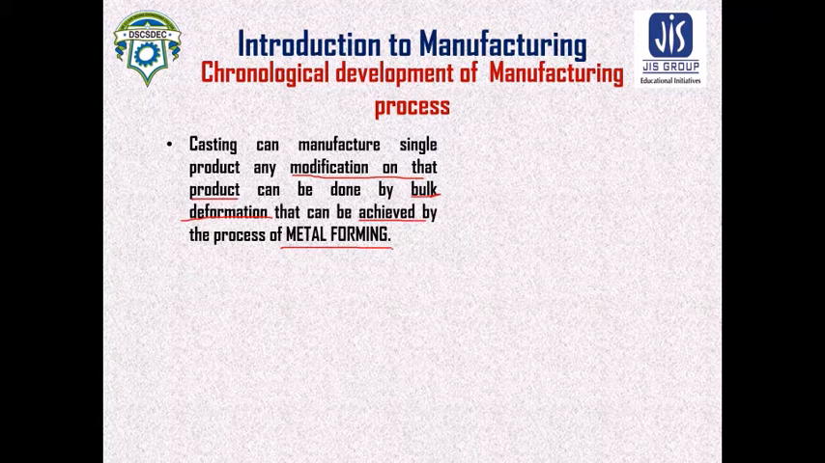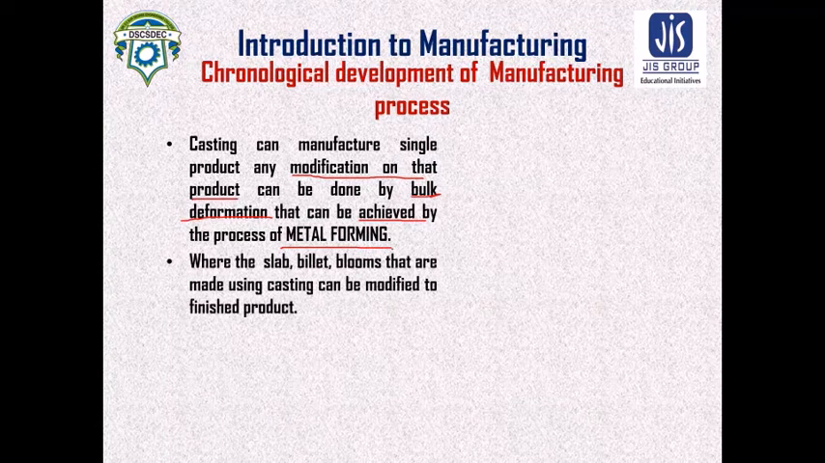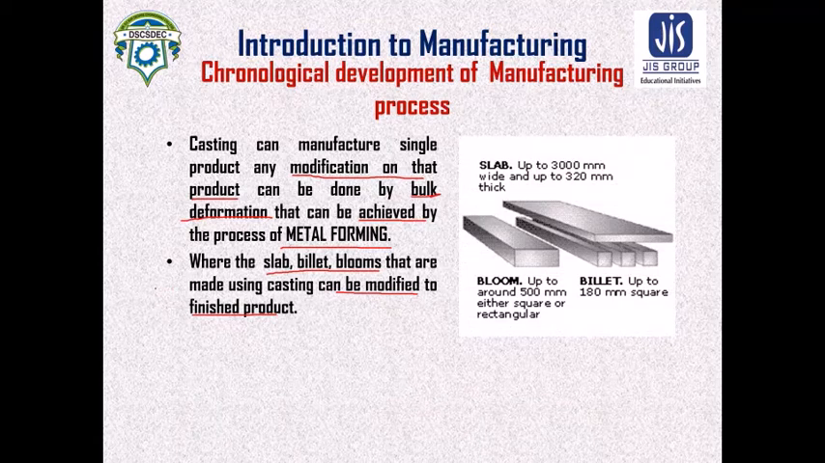In metal forming, what happens? The products from casting, such as slab, billet, and blooms, can be modified into a finished product. So what is the difference between products from casting such as slab, billets and bloom? Slab, billets and bloom are classified on the basis of their dimension.